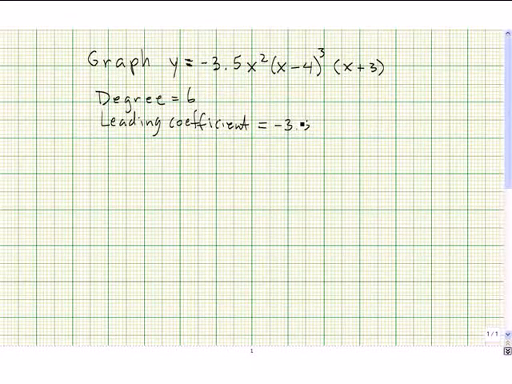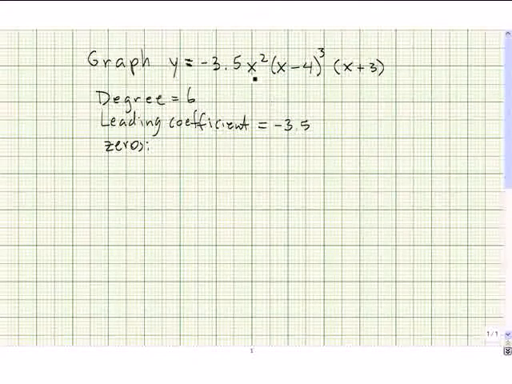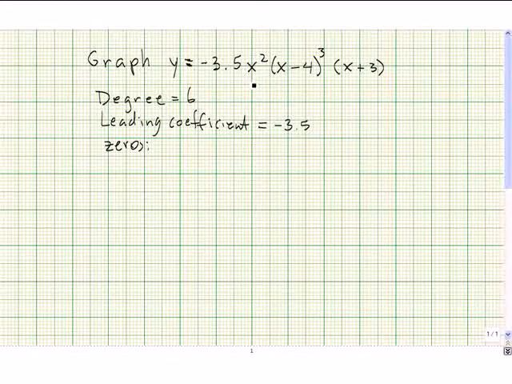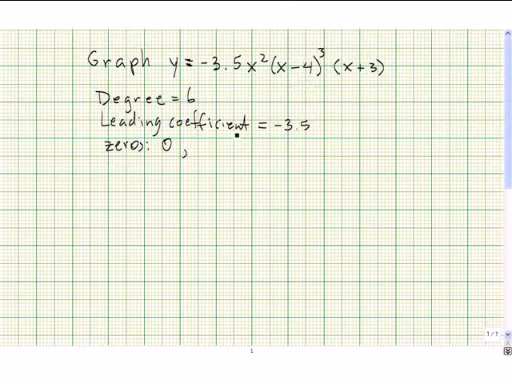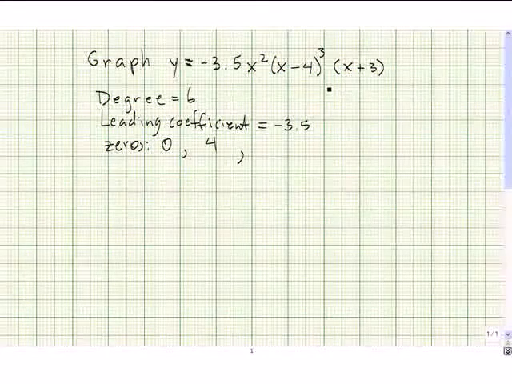And now we should mark down what the zeros are. This x squared here tells us that 0 is one of the zeros. 4 is one of the zeros. And negative 3 is one of the zeros.